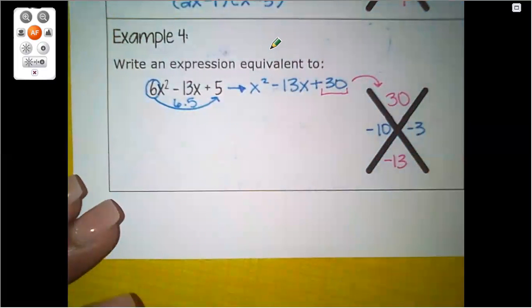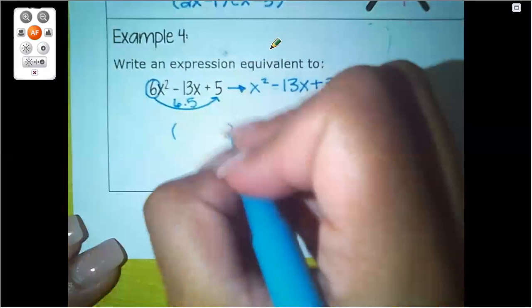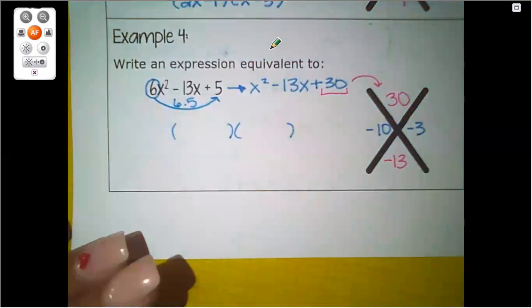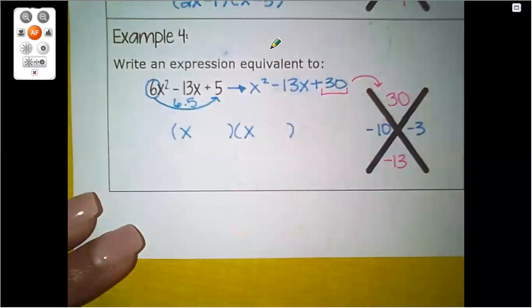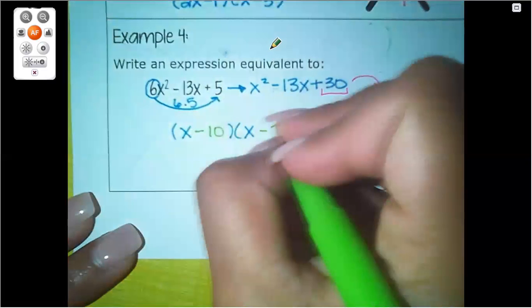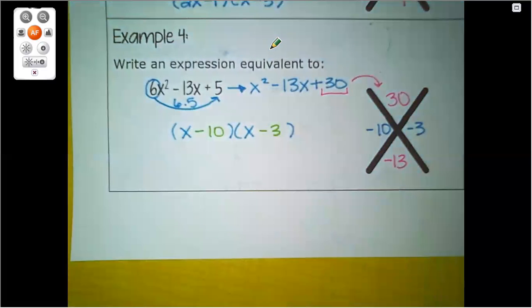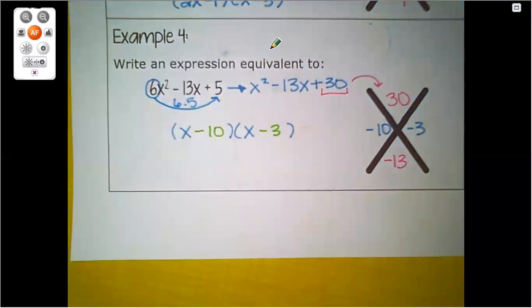-10, -3. So now we have to do what? Put it into our, what variable are we working with? X minus 10, x minus 3. The -10, -3. All right, since we kidnapped somebody, eventually we got to give them back. So we're dividing, we're parting ways with that kid, who was our kid?